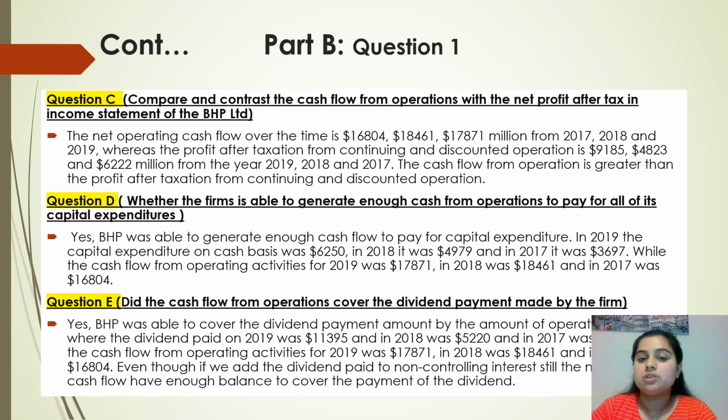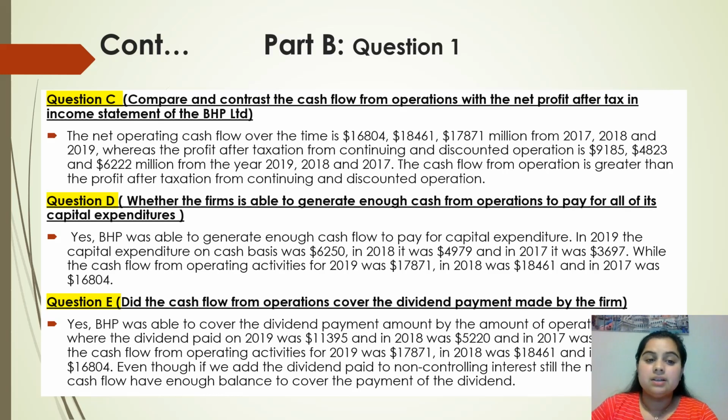$18,461 and $17,871 million from 2017, 2018 and 2019, whereas the profit after taxation from continuing and discontinued operations is $9,185, 4,823 and 6,222 million from the years 2019, 2018 and 2017. The cash flow from operation is greater than the profit after taxation from continuing and discontinued operations.